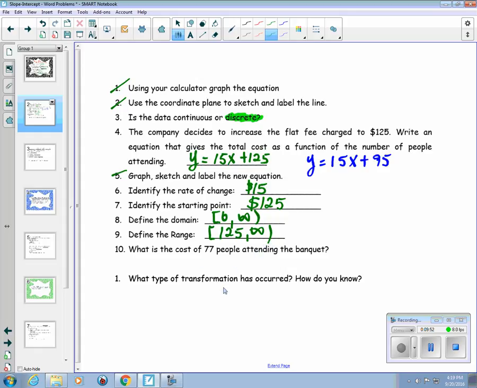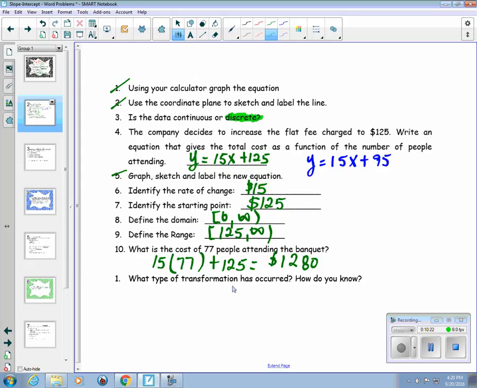All right, what is the cost for 77 people attending the banquet? So that would be 15 times what? 77 plus 125, which is just $30 more than the other one, right? So 1,280? Yay, because the other one was 1,250? Yay? All right, so what type of transformation has occurred?